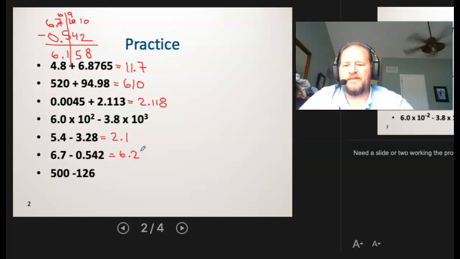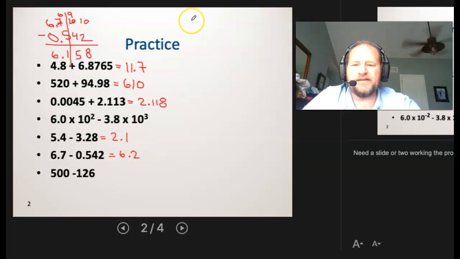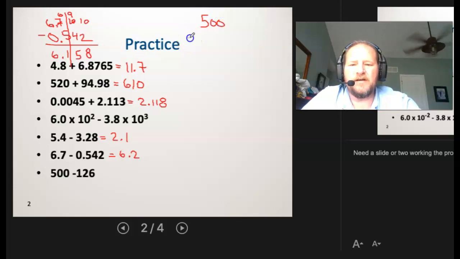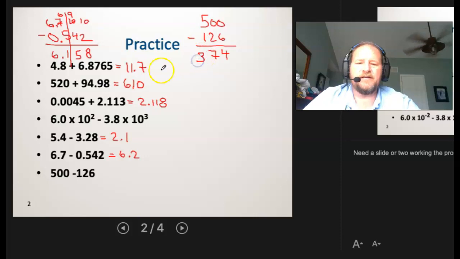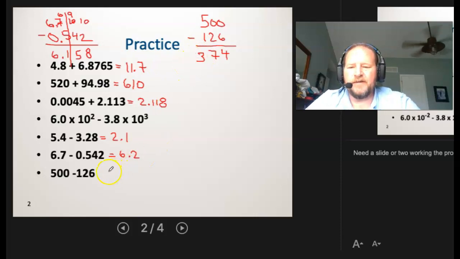All right. 500 minus 126. So this would be a 4, 7, and that'd be a 3, right? So 374. Now we have to stop at the hundreds place, which means this is now going to round up to 400.